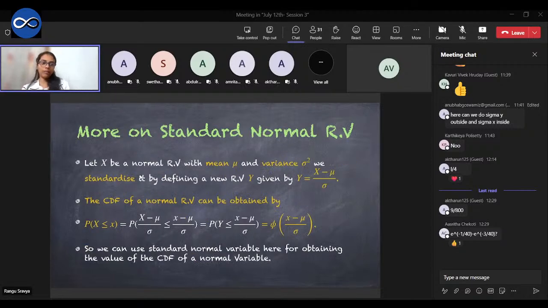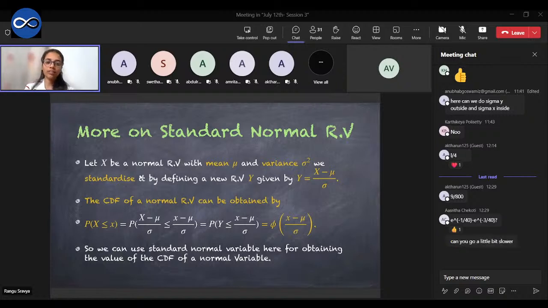So, more about the standard normal random variable. Let x be a normal random variable with mean mu and variance sigma square. We standardize it by defining a new random variable y given by y equals x minus mu by sigma. Generally in questions, we won't be finding things directly using the normal random variable x. We standardize it first and calculate the required thing. So to standardize any given normal random variable, we define a new random variable y as x minus mu by sigma, so that now y will be the standard normal random variable and you can solve in terms of y.